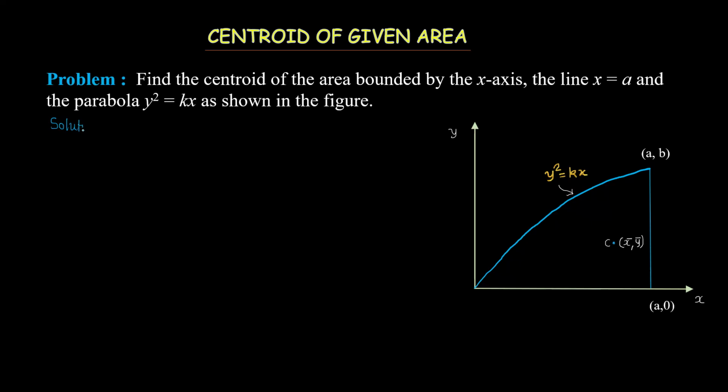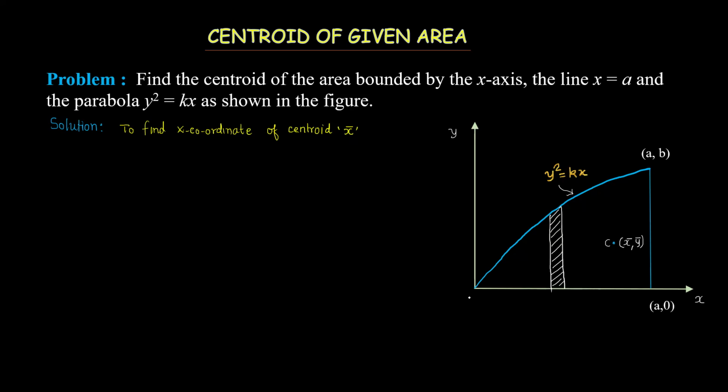The solution is going to be in two parts. The first part is to find the x coordinate of the centroid, that is, I need to find x bar. To find the x coordinate, the procedure is very simple. I am going to take a strip parallel to the y-axis. So I have considered a vertical strip like this. This is the area of the vertical strip, the shaded area. Because I am looking for the x coordinate, I have taken a vertical strip.